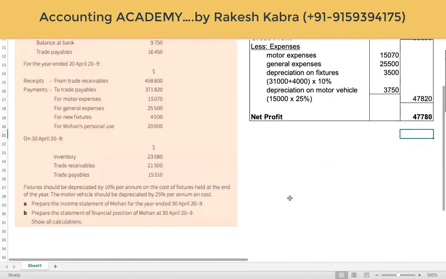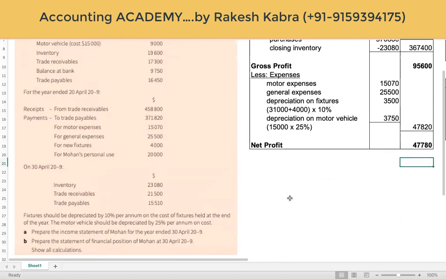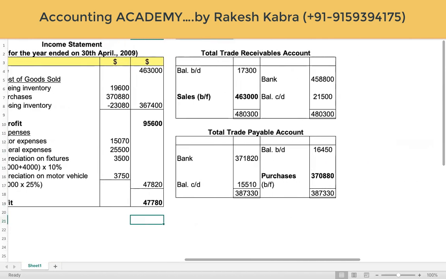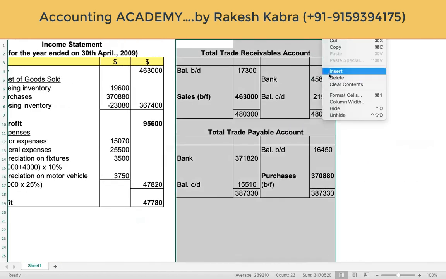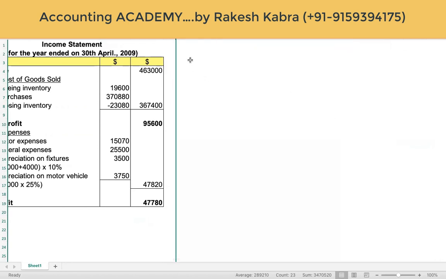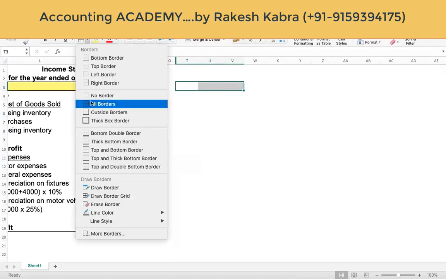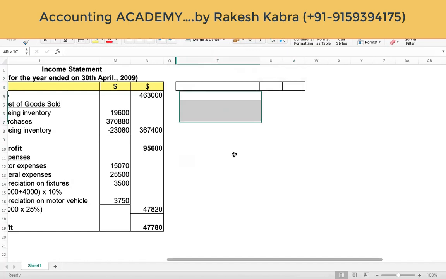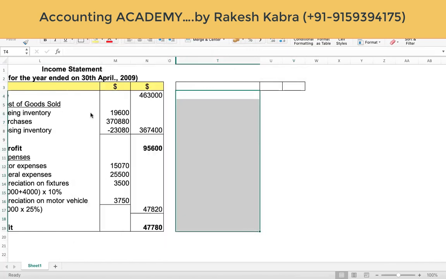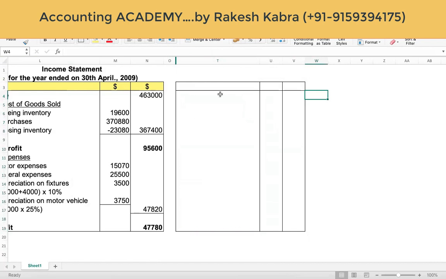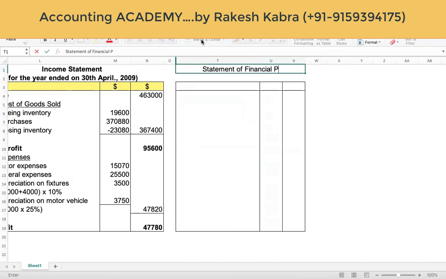What is requirement B? Prepare a statement of financial position of Mohan at 30th April 2009. So they are asking to prepare balance sheet actually, right? So let me hide this and prepare the format of the balance sheet, statement of financial position, right? So let's see how it will be. First let me write the heading, statement of financial position.